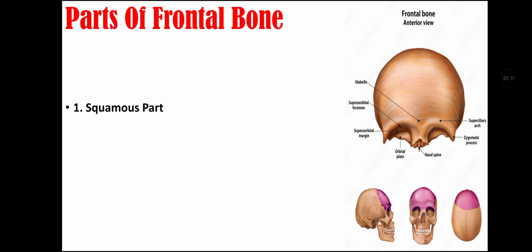Parts of frontal bone include squamous part, orbital part, and nasal part. Now let's talk about these parts one by one. So first part is squamous part.